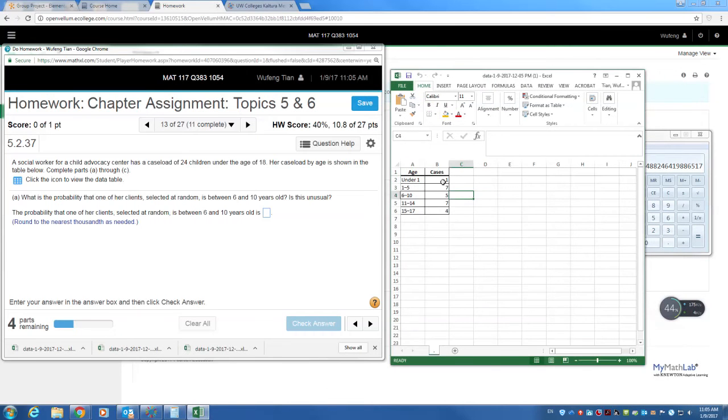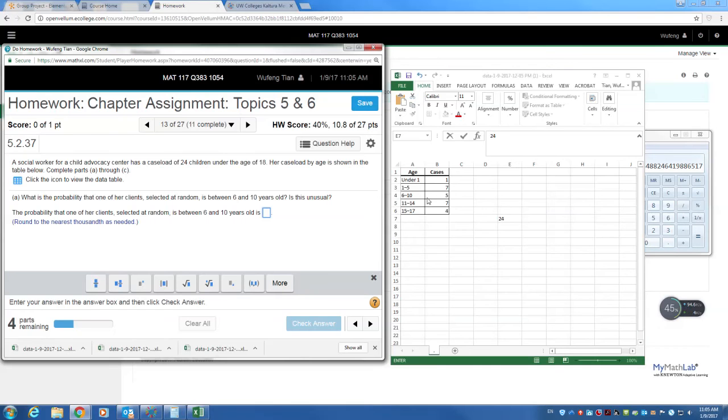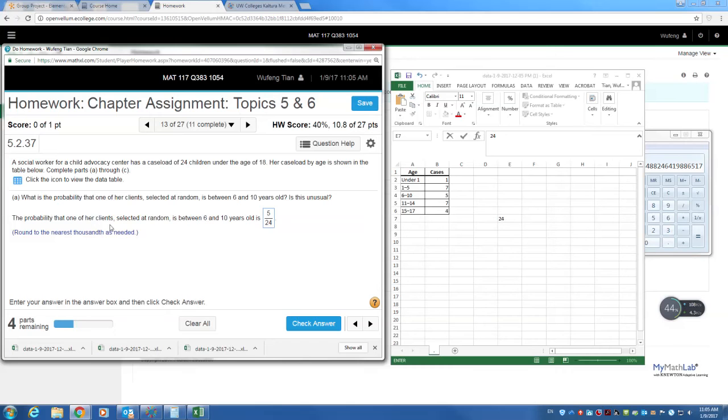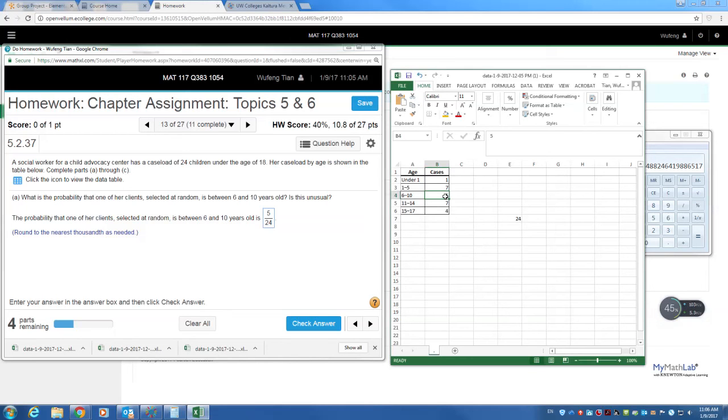Okay, so the total is 24. We can see the sum of this total is 24. That's the total. Now it selects 6 to 10. Six to 10 years old is 5 out of 24 the total. What's the probability that one of our clients selected at random is between 6 and 10 years old? Between 6 and 10 years old is 5.